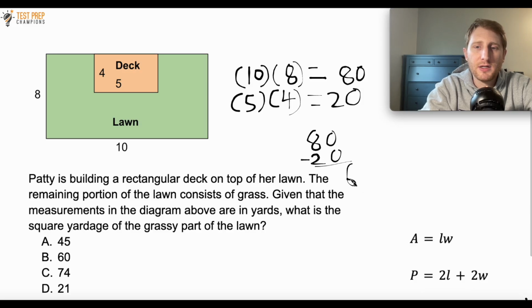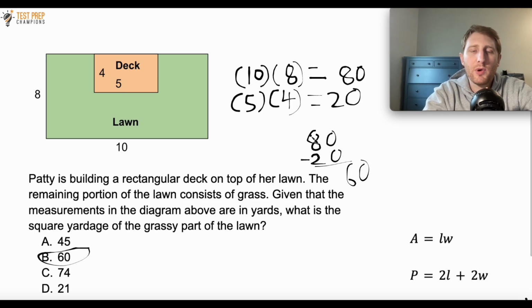All right, so again, just to recap here, the way that we solve this question is by getting the area of the whole lawn by doing 10 times 8. And then we wanted to find the area of the deck by doing 5 times 4. And then we just subtracted the area of the deck, and that's how we got the answer here.